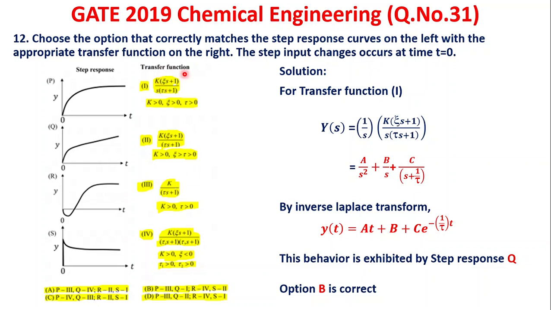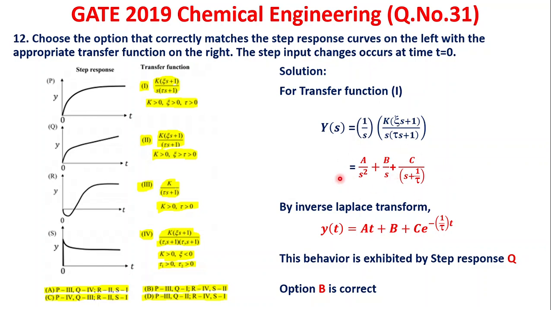First we will see the first transfer function. So if we see the first transfer function, it is written here, rewritten. So s square term is there. So you can do partial fraction as a by s square plus b by s plus c by s plus 1 by tau. Because we can take this tau outside, then s plus 1 by tau, the tau can be taken to the numerator. Of course, we are not worried about the exact solution.